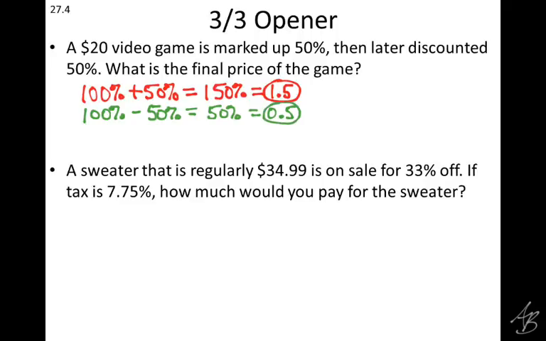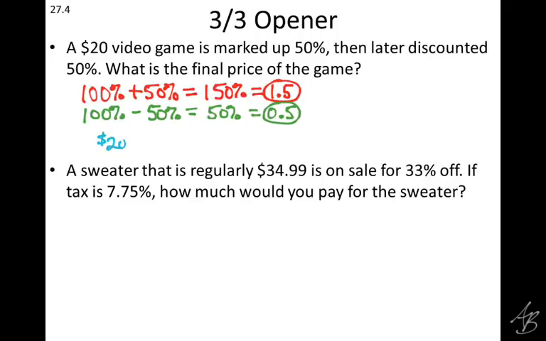Now, before we do anything else, you might think that since the price went up by 50% and then down by 50%, we'd probably get back to where we started, right? Wouldn't that make sense? It actually doesn't work out that way, though, does it? So if it goes up by 50% and then down by 50%, it's actually going to be different from where it started. And we're going to see here in a second exactly what that's going to be. So how do we figure out the final price of the video game after the markup and after the discount?